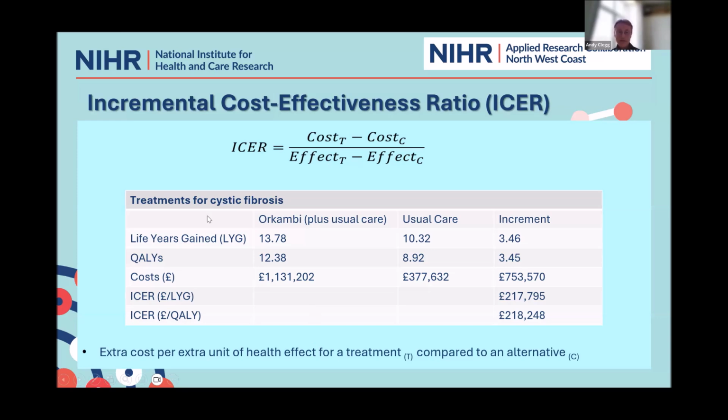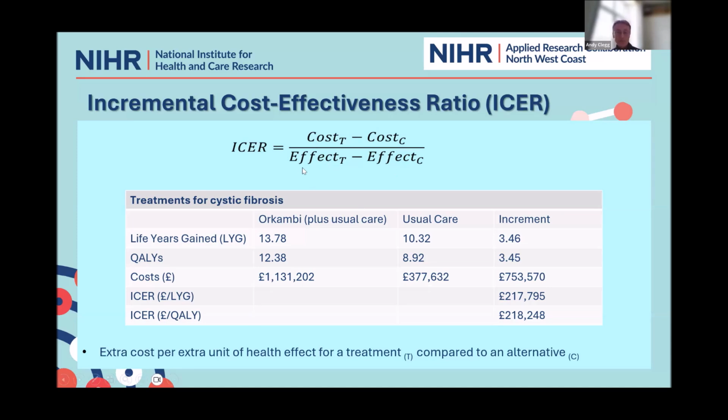So as you can see on the screen there, the ICER is worked out by taking the cost of the new treatment, and then taking away the cost of the comparator, which is usual care, and then the same for the effect of the new treatment versus the current alternative, and then dividing the cost by the effect, which is the incremental cost by the incremental effect. And basically that's telling you what extra cost you'll have to incur to get the benefit from the new treatment compared to the other treatment.